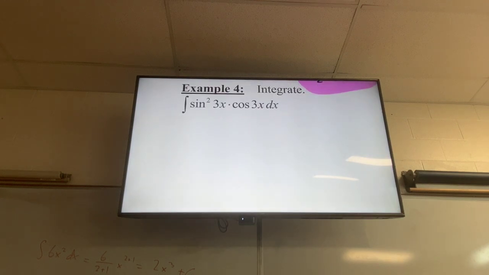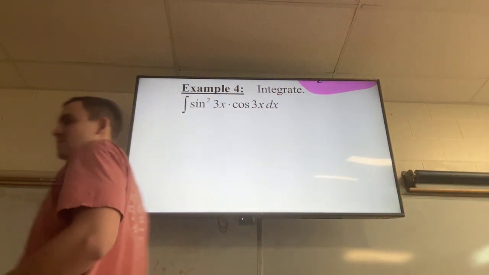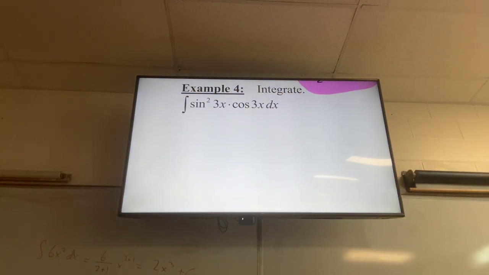Example 4. What's going on there? What should I make u equal to? 3x. Thank you.